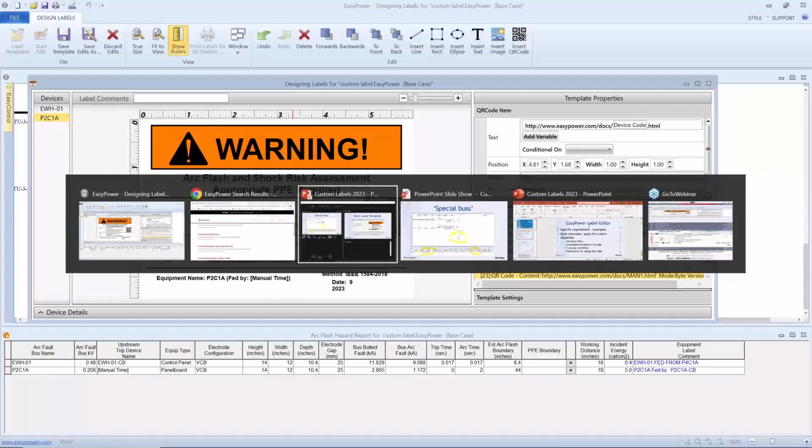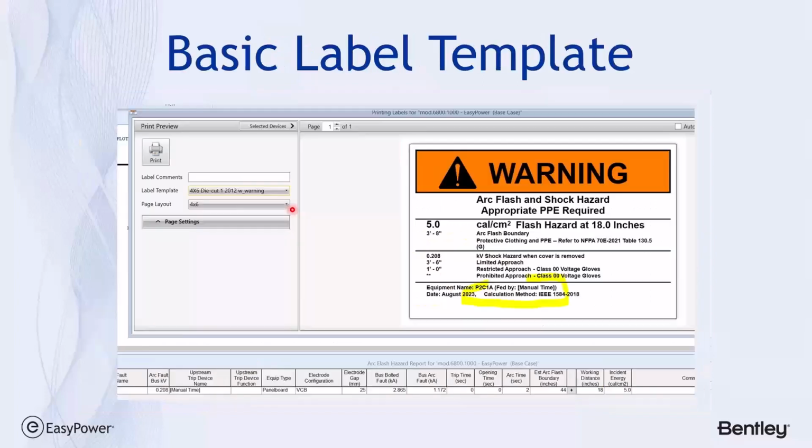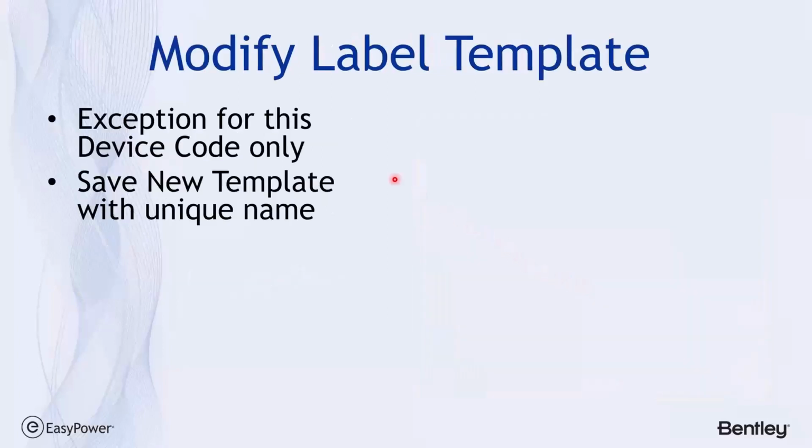Okay, so let me walk through the examples here. The problem was we had a fed by manual and we wanted it to refer to the upstream breaker. So I decided to use the device code as a unique field that I can queue on, and I look for the value of man 1. And so it makes an exception for this device code only.